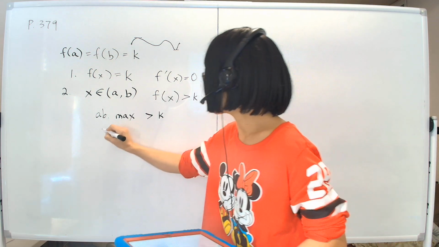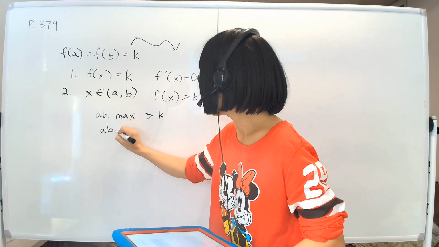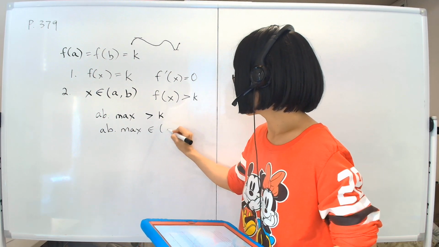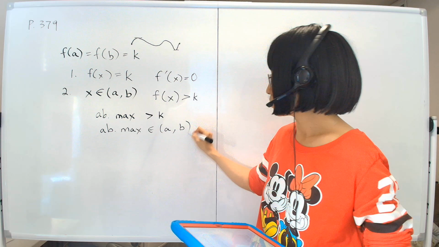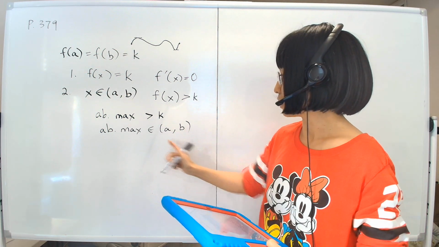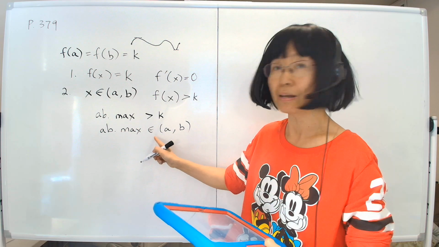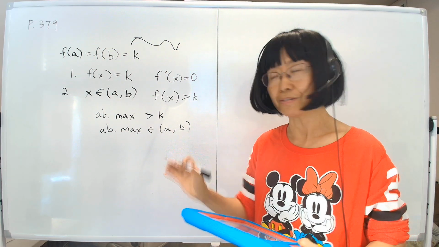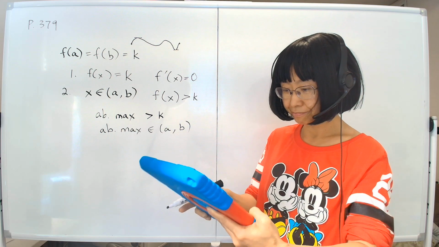So the absolute maximum is somewhere inside the open interval (a, b). The parentheses mean that a and b are not included in this interval. That means it belongs somewhere inside the open interval and not on the endpoints.